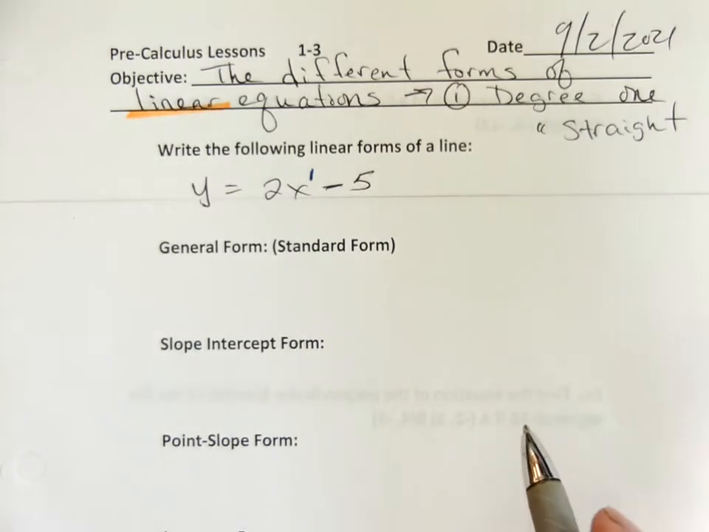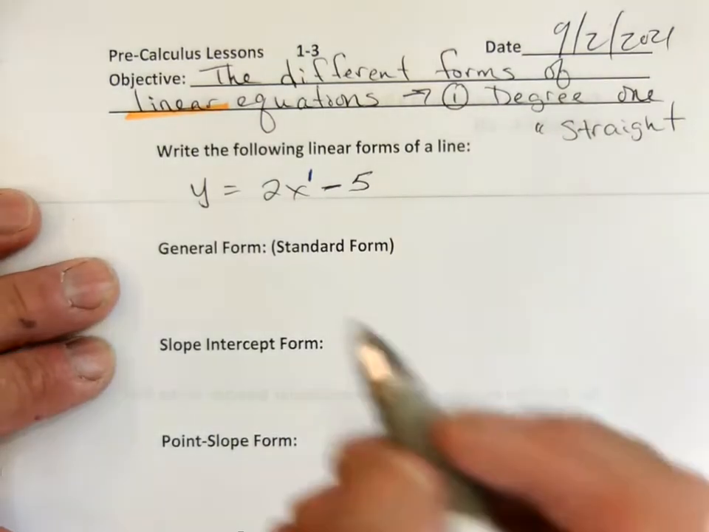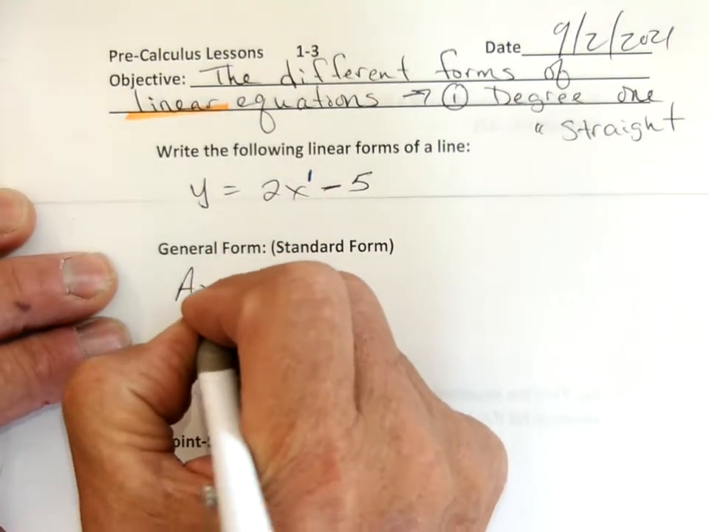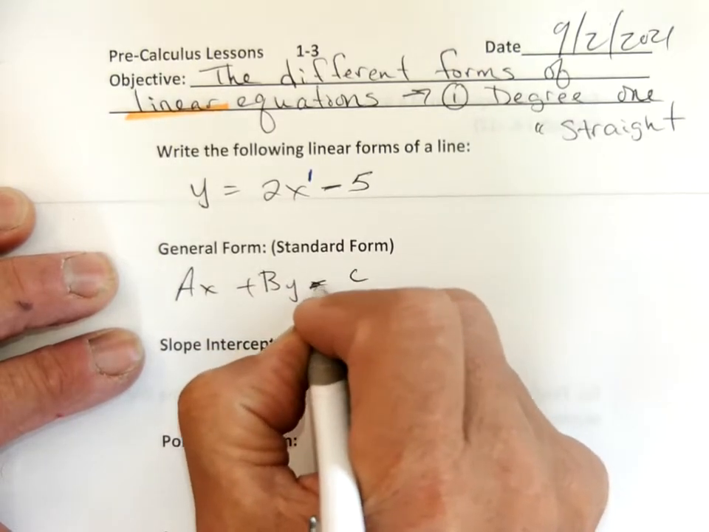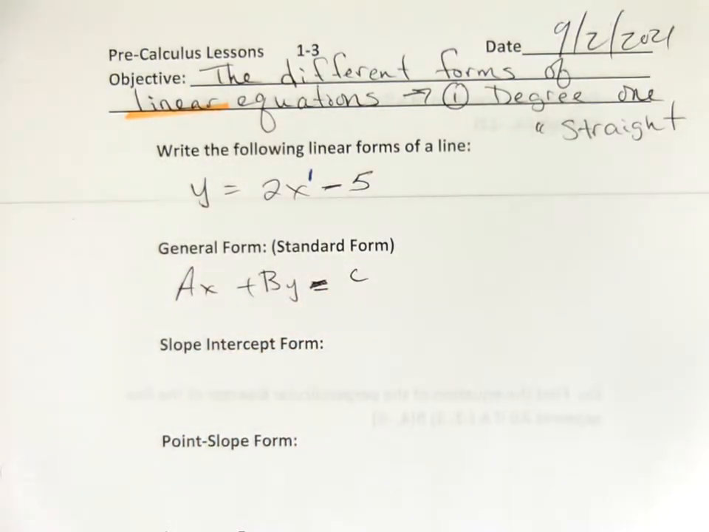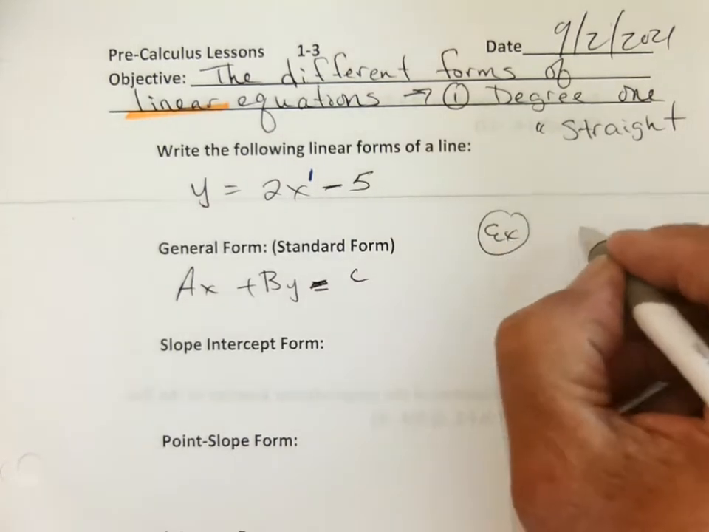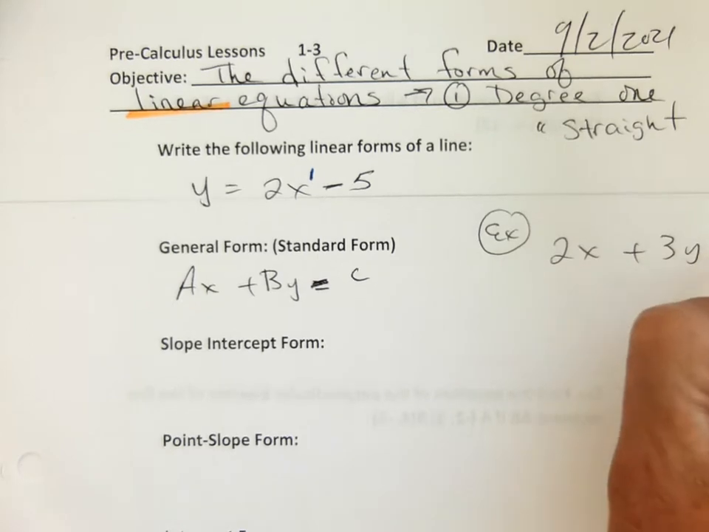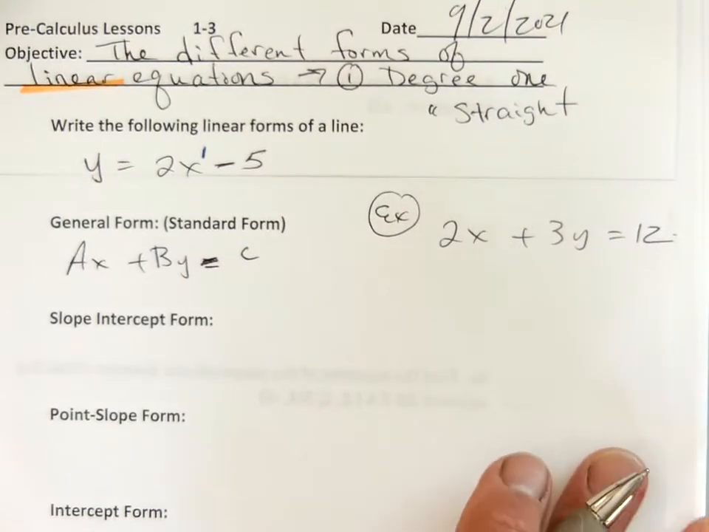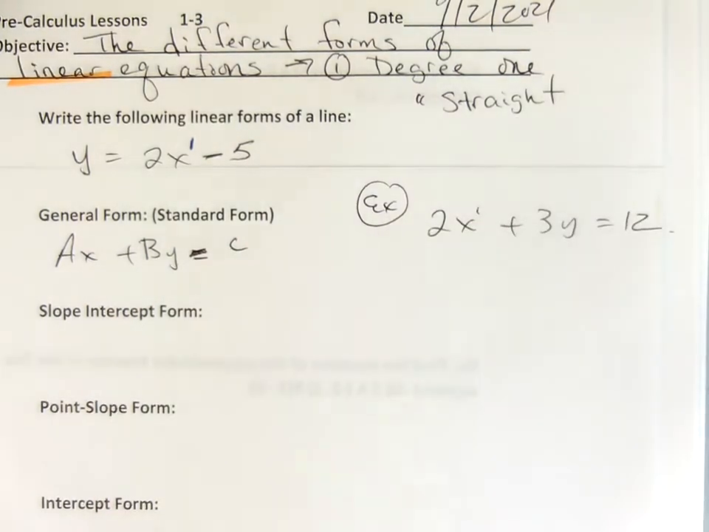One, standard form or general form. I like to call it, most books call it standard form. This book likes to call it general form. And that is where you have your ax plus by equals c. That's your general form. A and b and c are just regular numbers. As an example, if I had a 2x plus a 3y equals 12, that's our general form. And again, like I keep saying, it's degree 1, so it's got to be linear.